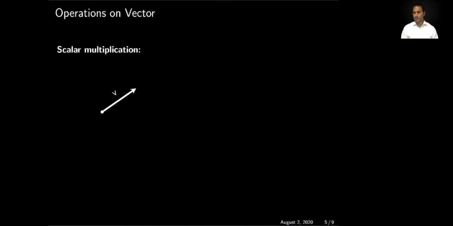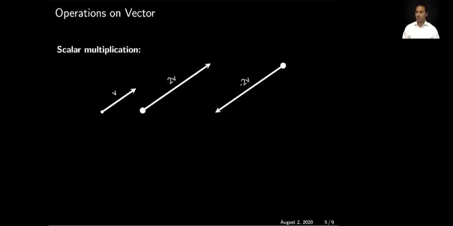Now we will study some operations on vectors. Scalar multiplication. If we multiply a vector by a scalar, or a number, it will not change the direction of the vector. In fact, it will increase or decrease the size of the vector. If the number is bigger than 1, let's suppose it is equal to 2, it will double the size of the vector. If you multiply by a negative number, it will change the size of the vector as well, but it will reverse the direction of the vector.